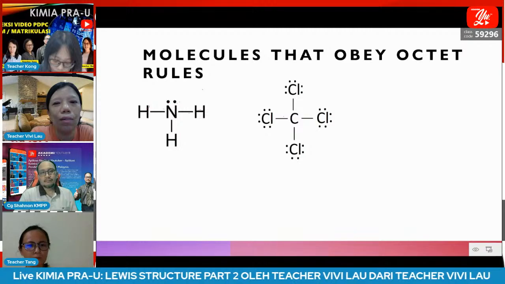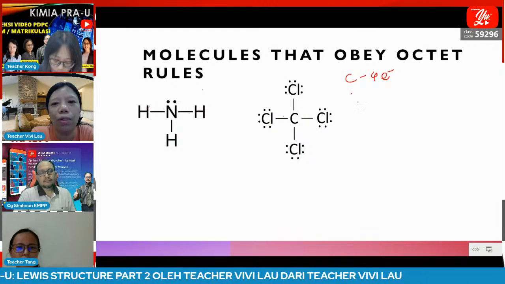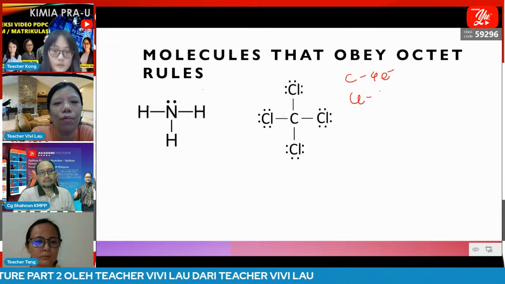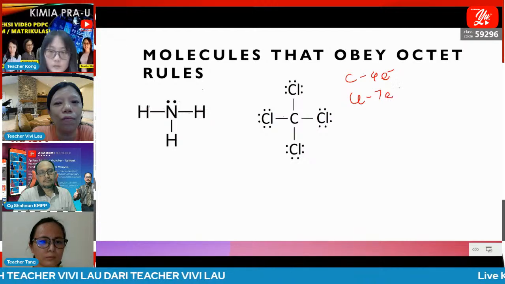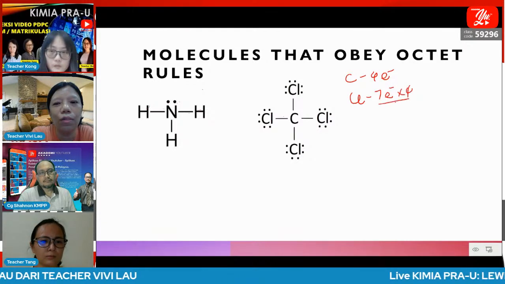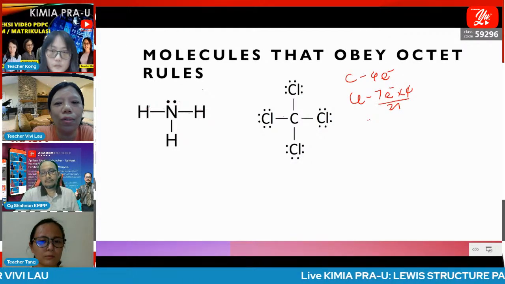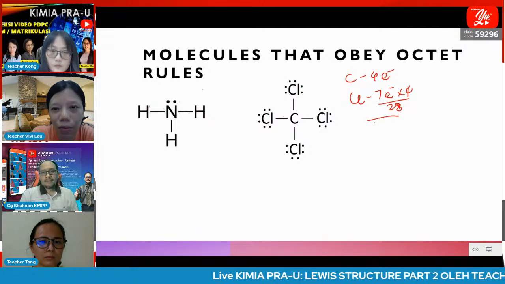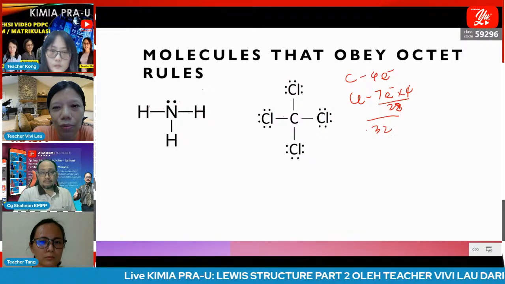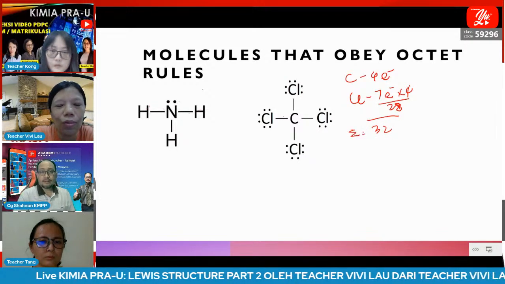Okay, carbon has 4 electrons. Chlorine is group 17, so 7 electrons. We have 4 chlorine here, so 28. Altogether we have 32 electrons total.